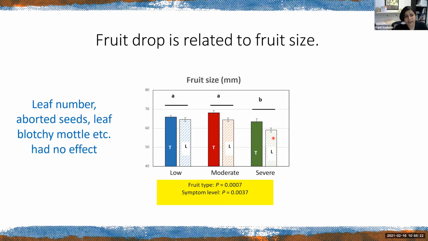In addition, we looked at a number of other factors like leaf number, aborted seeds, and blotchy mottle, and we didn't see any effect. So the only factor that is differentiating loose and tight fruit is fruit size. Loose fruit, or the dropped fruit, is always smaller.